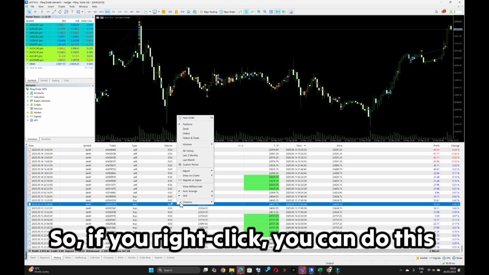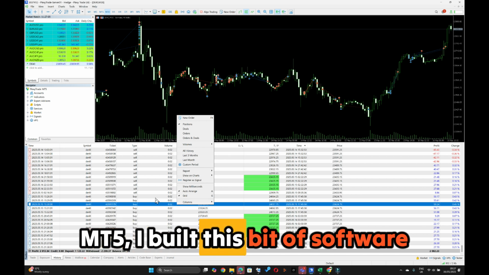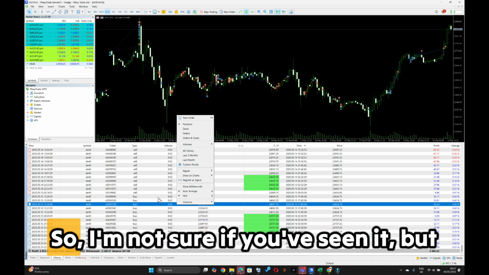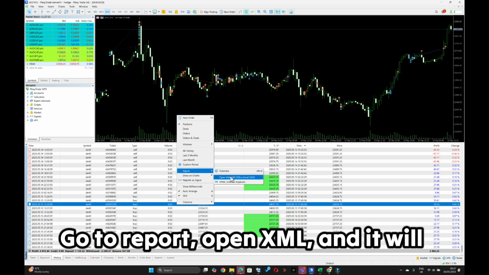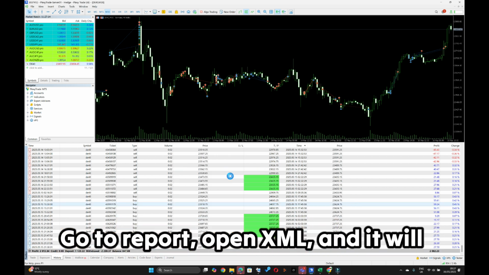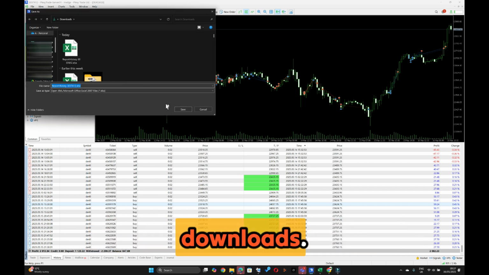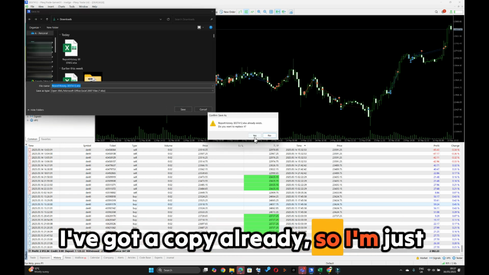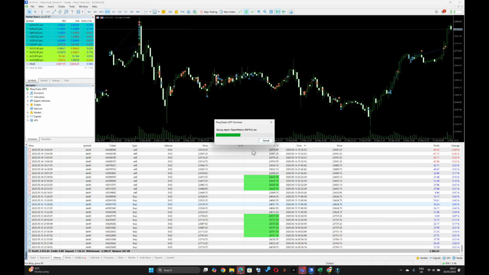So if we right click, you can do this yourself, by the way. You don't need it for any trading, just MT5. I built this bit of software which allows you to see the results. I'm not sure if you've seen it, but if you haven't, you could do this. Go to report, open XML, and it will save an XML file somewhere. So I'm going to save it in my downloads. I've got a copy already, so I'm just going to replace it. Let's wait for it to save.